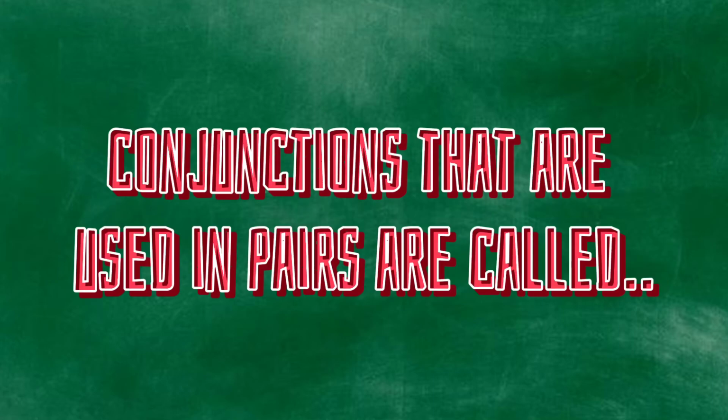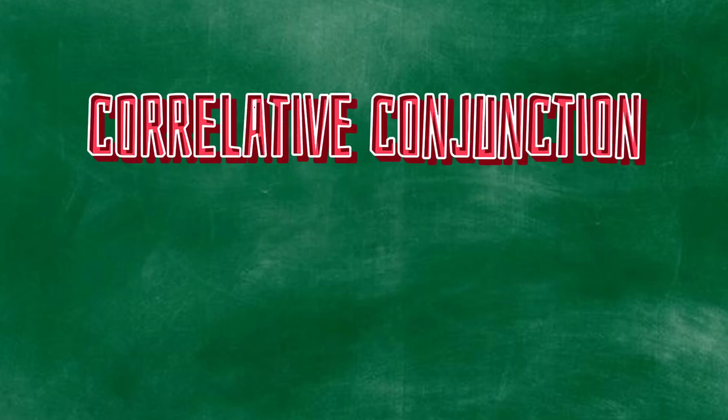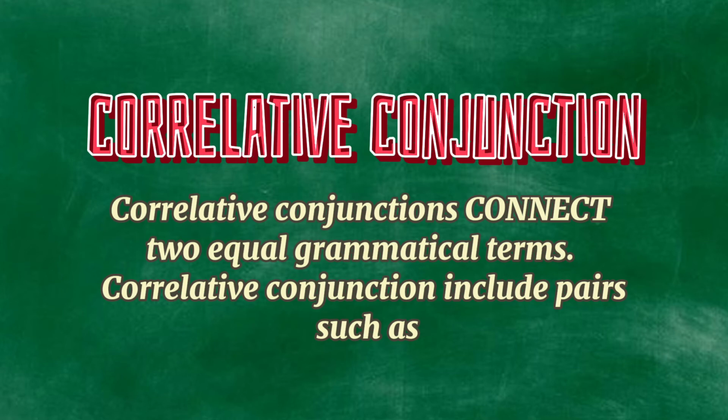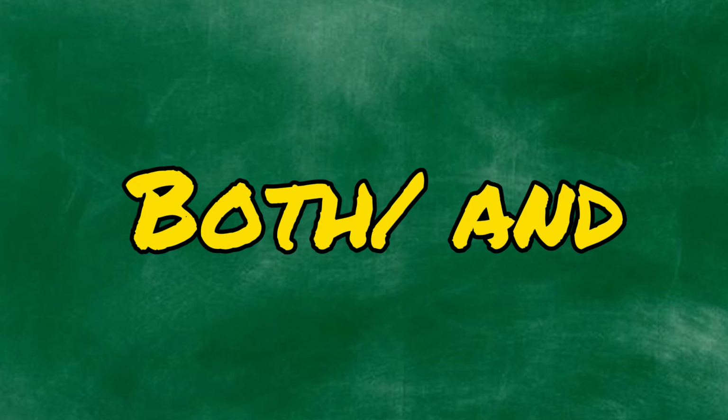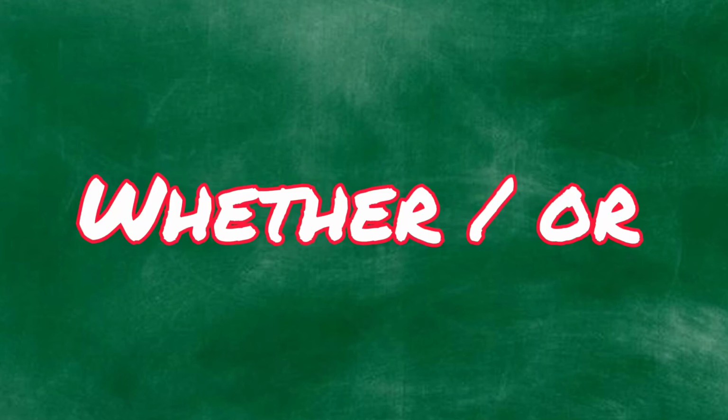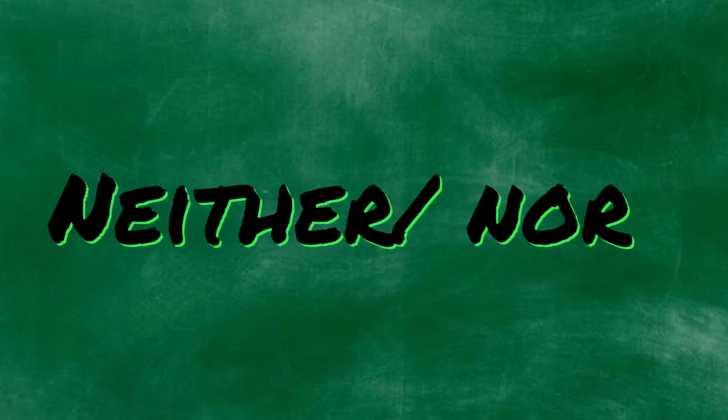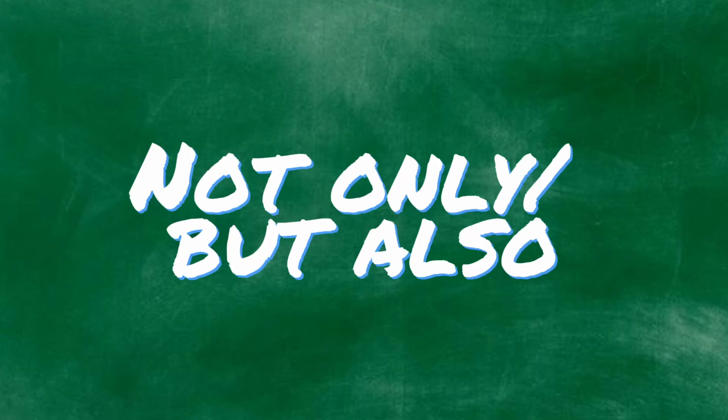Thank you, Teacher Bea. We will now proceed to the third type of conjunction, which is the correlative conjunction. Conjunctions that are used in pairs are called correlative conjunctions. Correlative conjunctions connect two equal grammatical terms. It includes pairs such as either, or; both, and; whether, or; neither, nor; not only, but also; not, but.